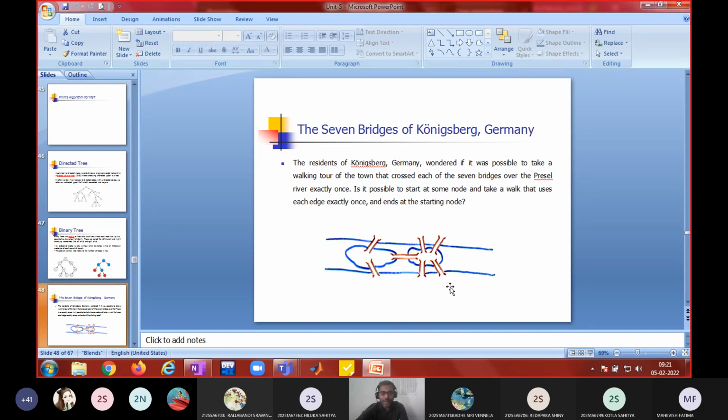So whatever the point you choose, whether you are starting from this land or this land or this land or this land. There are four lands: land A, land B, land C, land D, and these four lands are connected by seven bridges: 1, 2, 3, 4, 5, 6, 7. You have to start from any one land and reach the same land by covering all the bridges one and only one time. That is the problem. Do you understand what the question is all about?